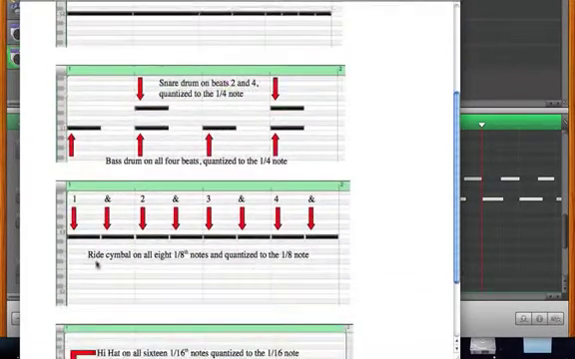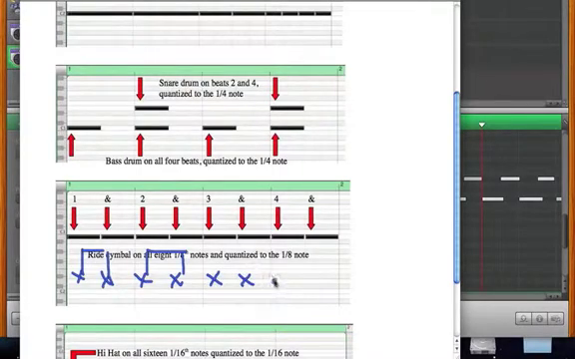So this is it. These are ride cymbals on the 8th notes quantized to the 8th note. I might write this on the page like this, and this is a pattern that you're going to see today. And I don't want to keep going across the whole 4 measures, but it might look like this. Sorry, it's a little ugly because it's hard to draw with the mouse, but you get the idea.